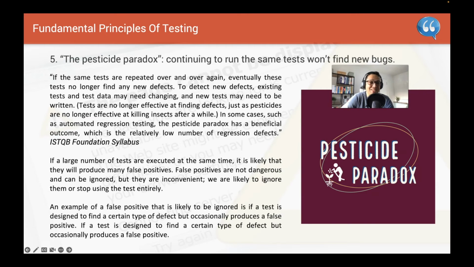So remember that, and then you remember the pesticide paradox. That's part of the fundamentals of the testing principles, one of the seven.